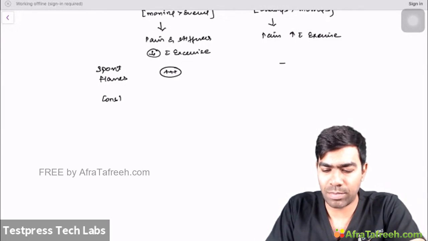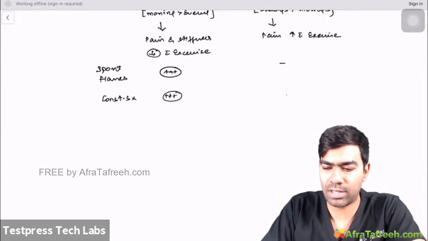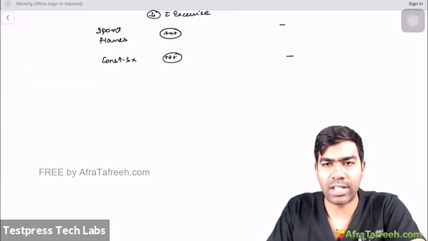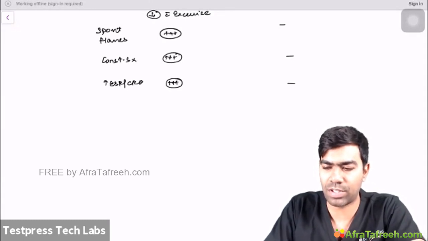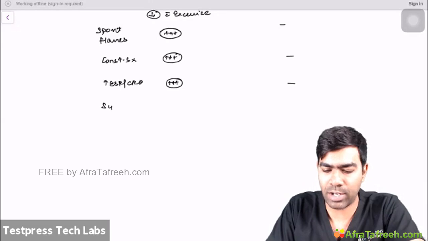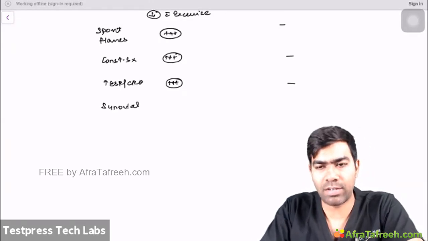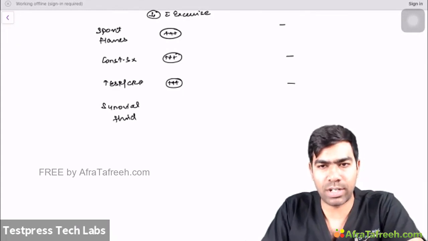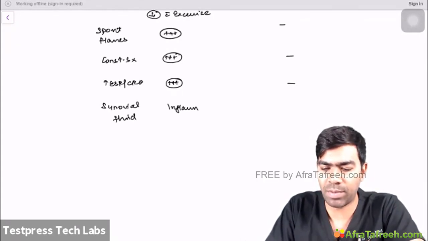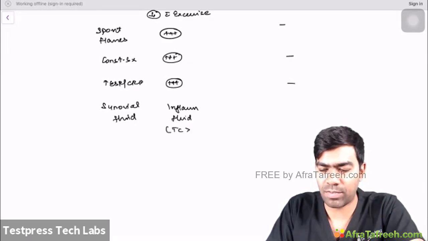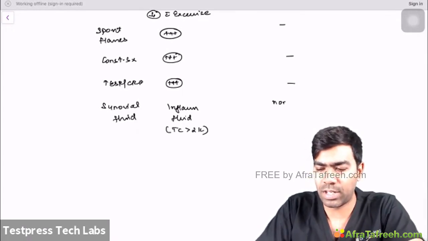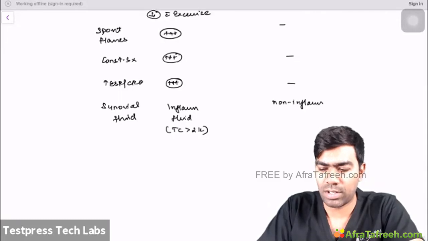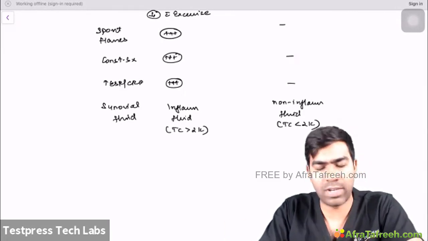As far as the constitutional symptoms are concerned, we know that's a characteristic feature of inflammatory arthritis. It's not a feature of non-inflammatory arthritis. And if you take the inflammatory markers like ESR and CRP, they are raised in inflammatory arthritis, and of course not in non-inflammatory arthritis. When you do a synovial fluid analysis, SFA, or an arthrocentesis, you will typically see an inflammatory fluid. The typical definition of inflammatory fluid is a total WBC count in the synovial fluid of more than 2000, whereas in non-inflammatory fluid the WBC count will be less than 2000. Maybe more than 200, but definitely less than 2000.